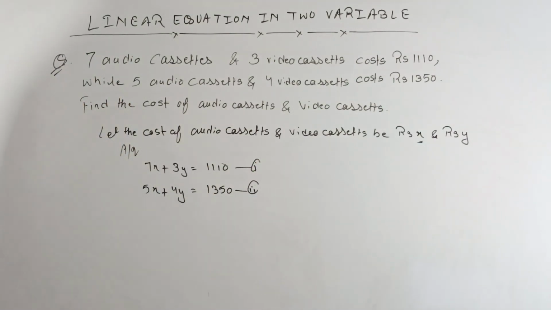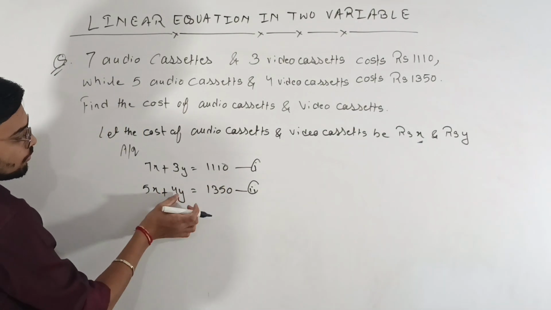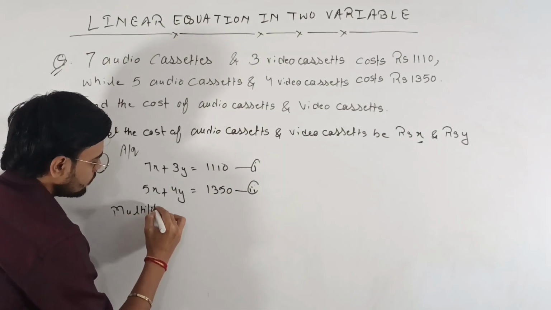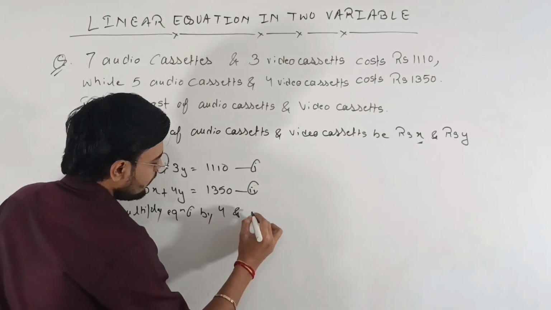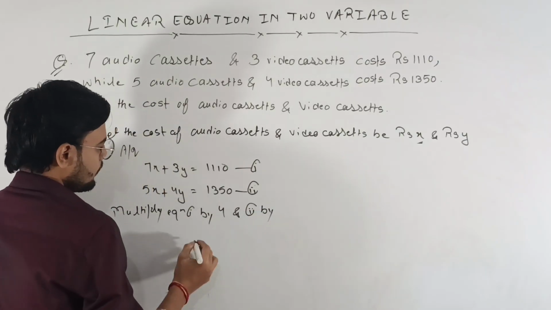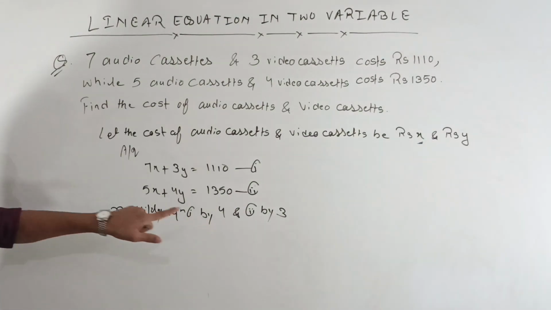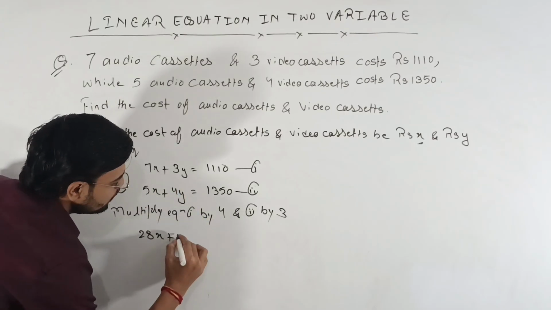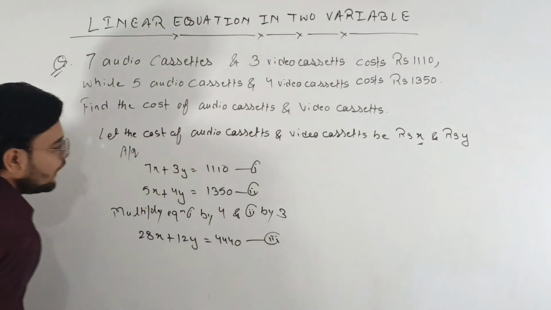Now this is my equation first, this is equation second. Okay. Now we have to solve this by using the elimination method. So for the elimination method, I want to cancel the y variable. So I multiply equation 1 by 4 and equation 2 by 3. After multiplying equation first by 4, we get 7 times 4 is 28x plus 4 times 3 is 12y equals to 4440. This is my equation third.